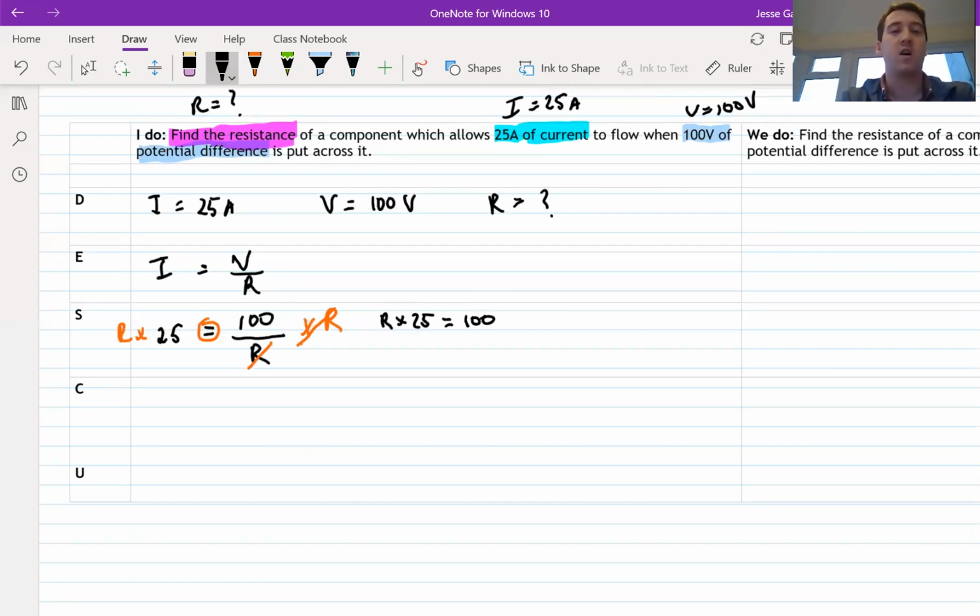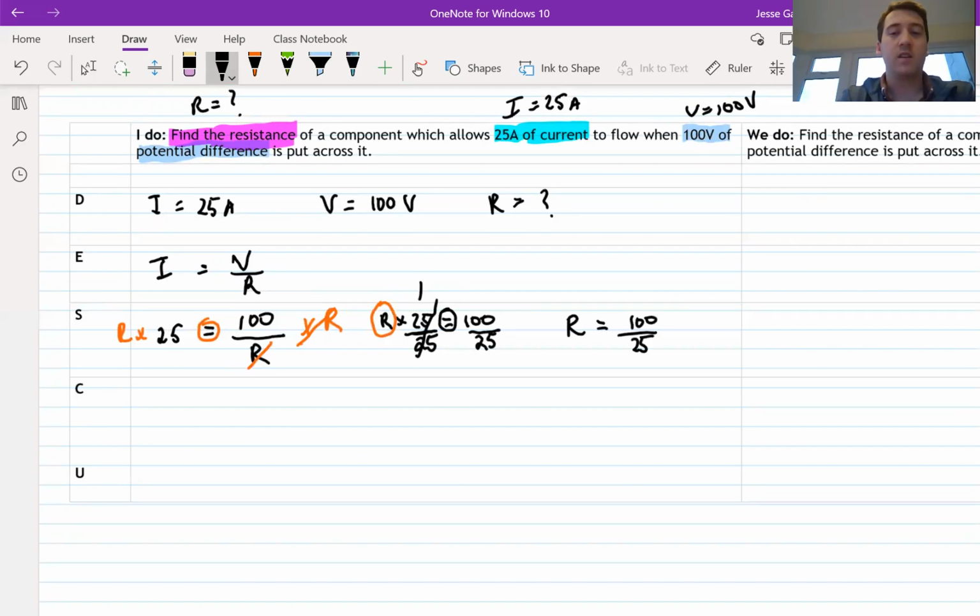Now I'm not finished yet. I've got another step because I still don't have R by itself yet. At the moment, R is multiplied by 25. I just want to know what R is. So to get rid of the 25, I need to divide by 25. That's going to give me R times 1, which is what I want. Now, because I've divided the left-hand side by 25, I must also divide the right-hand side by 25. Because this is an equal sign, I must do the same to both sides. That's now given me a sum. I now have R equals 100 divided by 25.